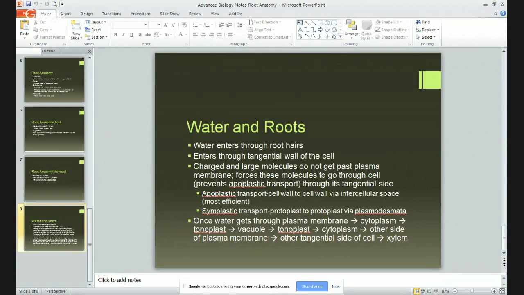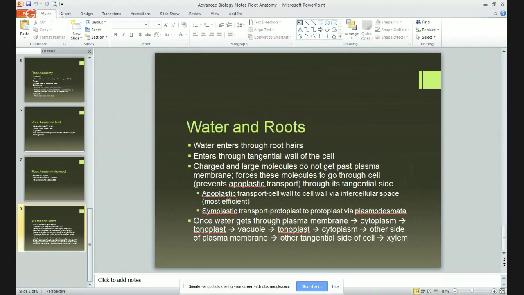I'm going to skip the two types of transport. We're going to go to the next one, then we'll come back to the transports. If you look at that picture down at the bottom, the way that it's oriented, you can see that your Casparian strip is running parallel to your epidermis. So that's why water is going to go through your tangential side. Once it gets in through that plasma membrane, it's going to pass through that cell's cytoplasm.